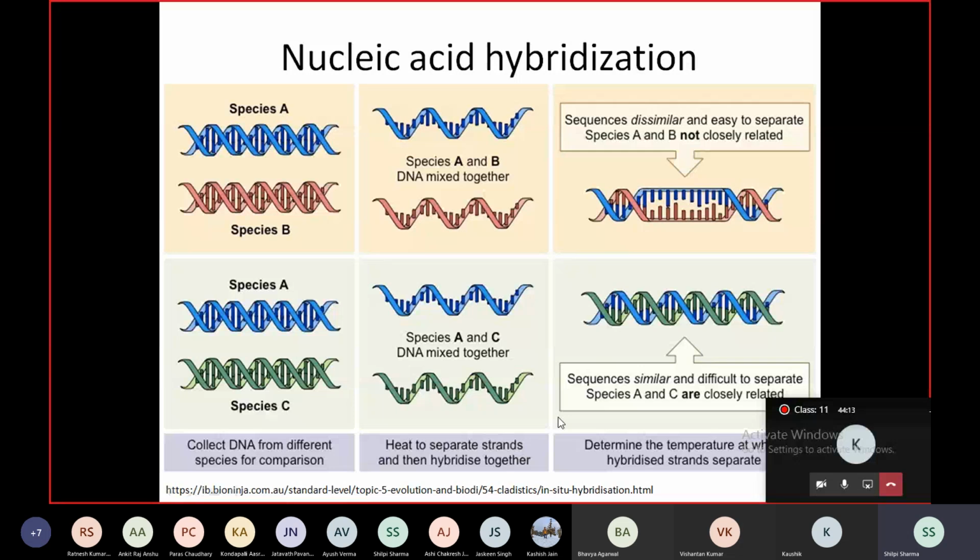Okay. Any issues with this? You're comparing two species. Yes, ask. Does anyone want to ask? Vishantan?